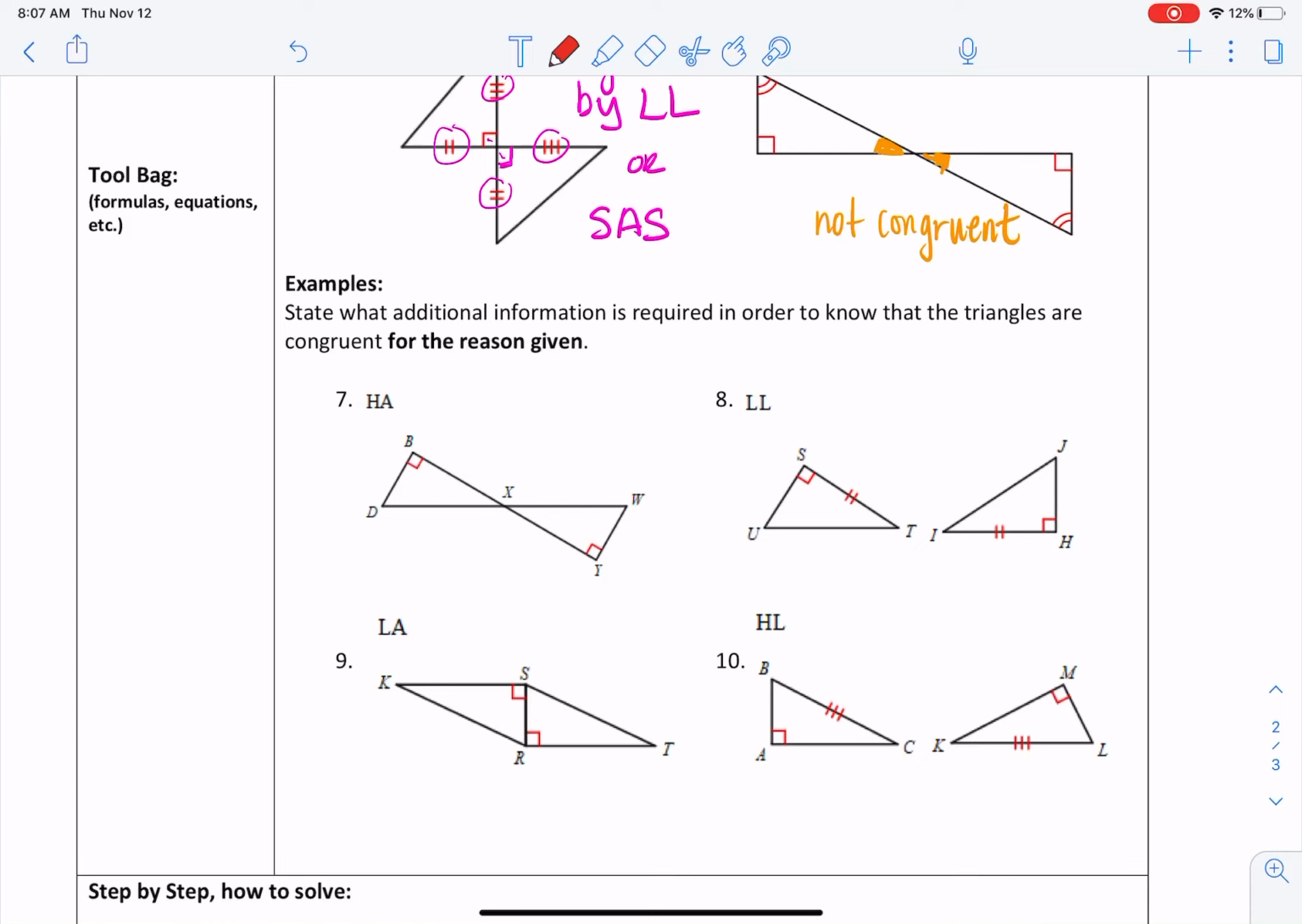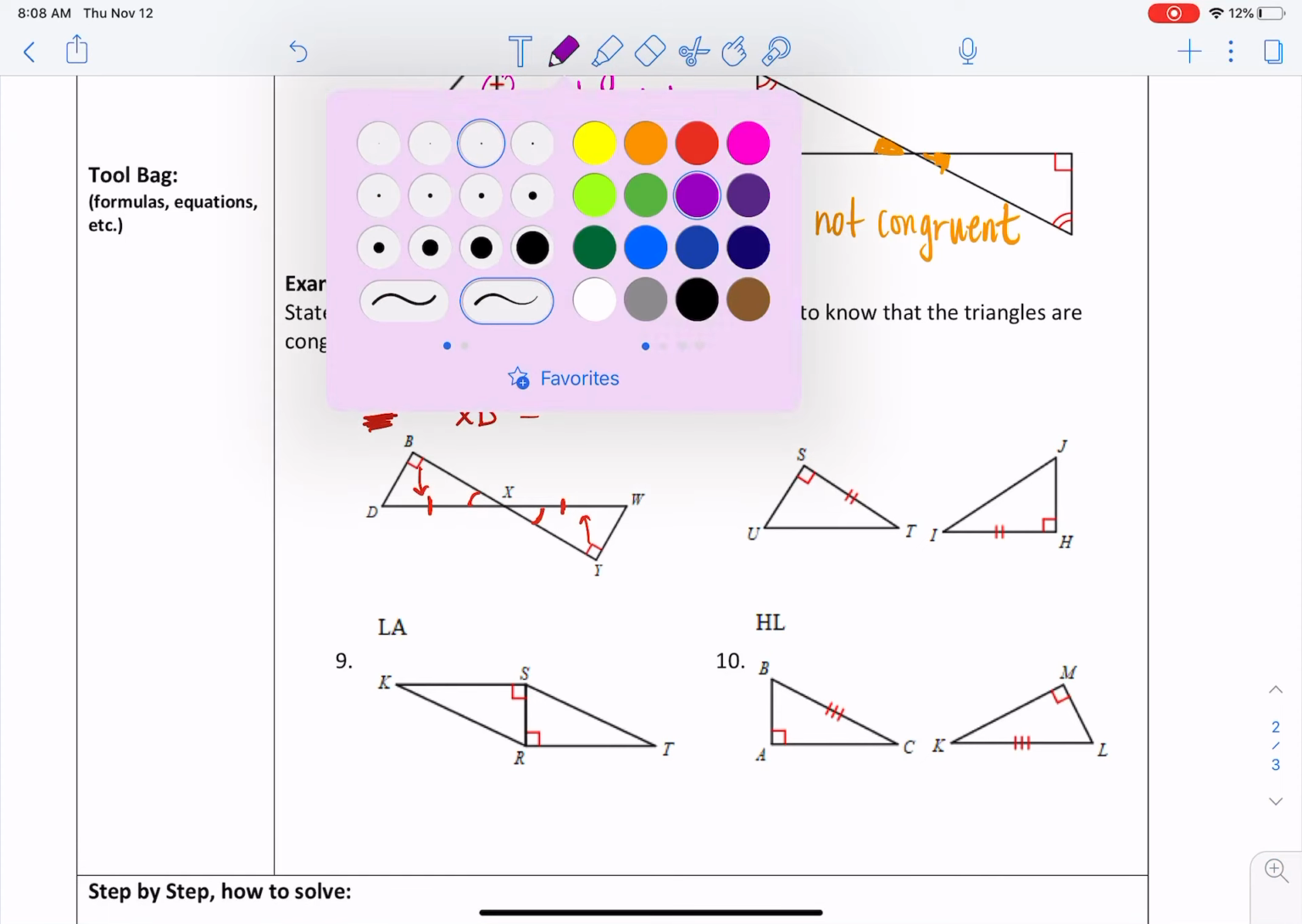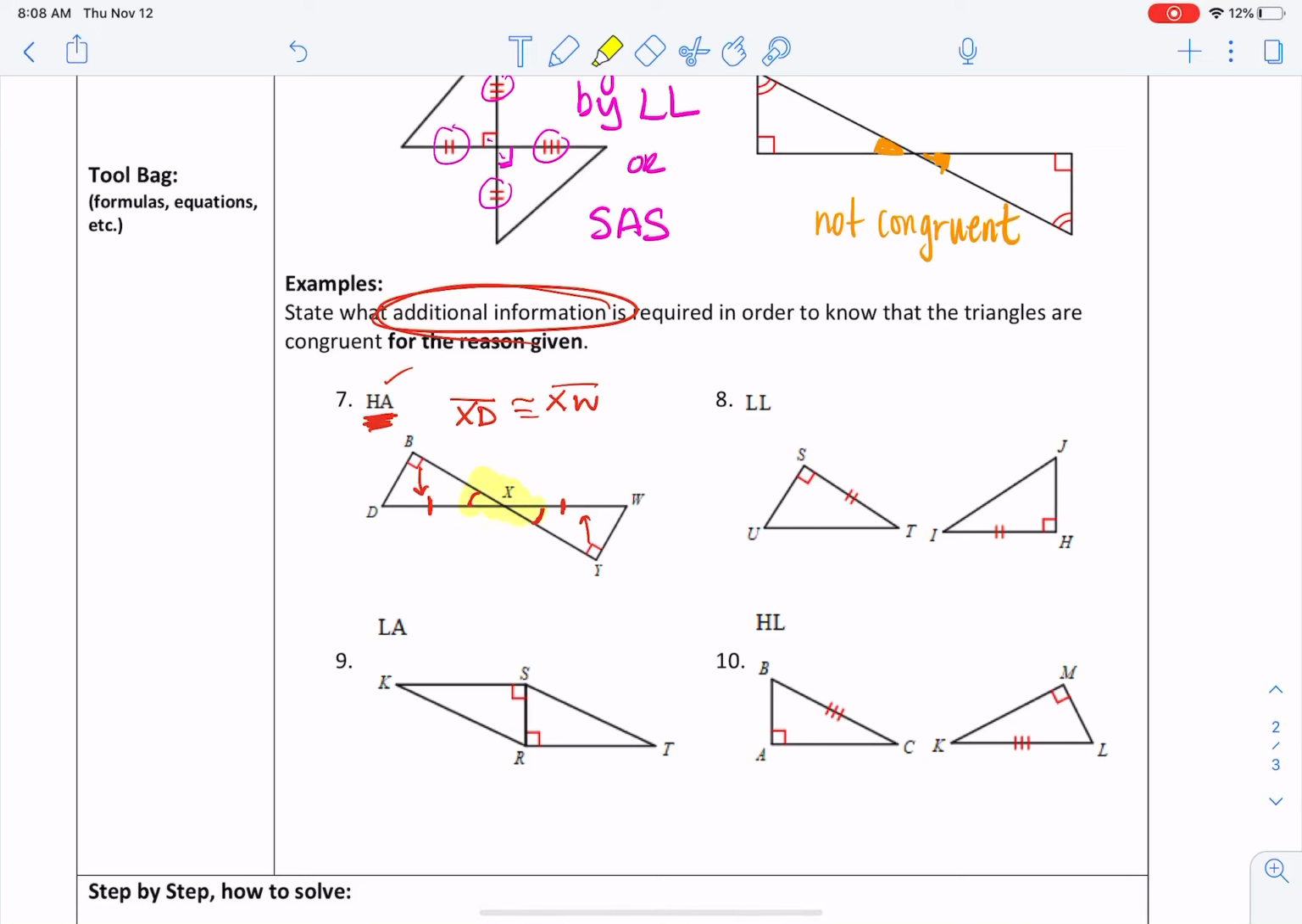For the next 4 questions, we're looking at what additional information. So what else would I need to know if I want to use hypotenuse angle? I already know that those angles are vertical angles and congruent, so I don't have to state that. So then all I need to know, because that gives me my angle, are that those 2 sides are congruent because those are the hypotenuse. So I need to know that XD is congruent to XW. Because I already know that these are vertical angles, I don't have to be told that, but I do have to be told that those 2 sides are congruent.